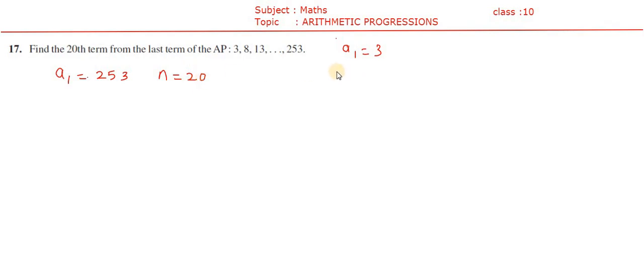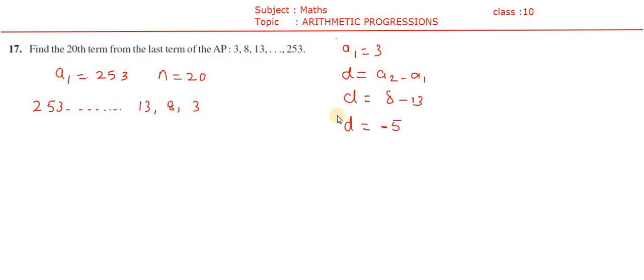Okay. So what is the common difference? Normally d is equal to a2 minus a1, and according to that our d value would be 5. But here 253 is there, so what should we do? Our terms are now 253, dot dot dot, 13, 8, 3. So if you take the first two terms, a2 minus a1 here is 8 minus 13. So what is 8 minus 13? d is equal to negative 5, that is minus 5.